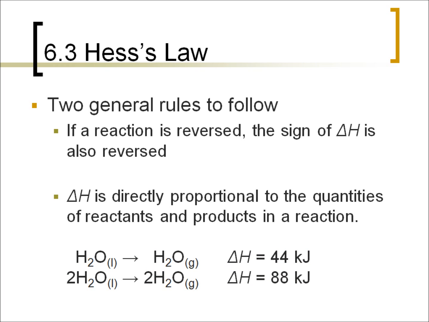There are a couple of general rules that you should follow with Hess's law. If a reaction is reversed, the sign of the delta H is also reversed. So you basically flip a reaction and then the sign will change. And delta H is directly proportional to the quantities of reactants and products in a reaction. Here I have liquid water going to gaseous water, and I know that it absorbs this amount of heat. If I double the coefficients, times 2 from the first one, I also double my delta H. So any coefficients you plug in here will affect the delta H of that reaction.